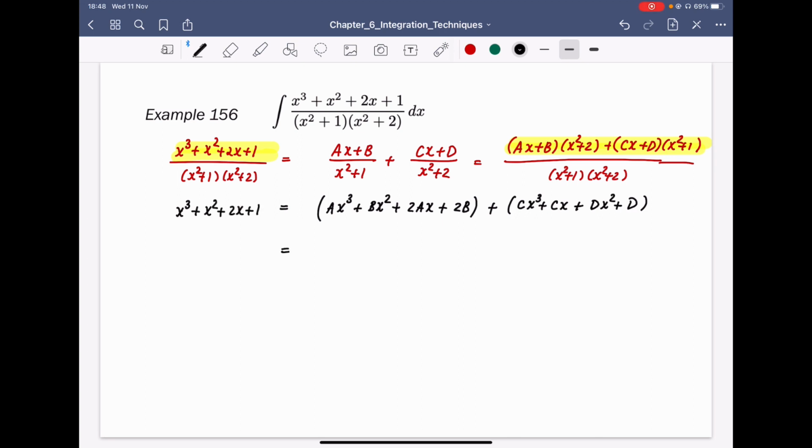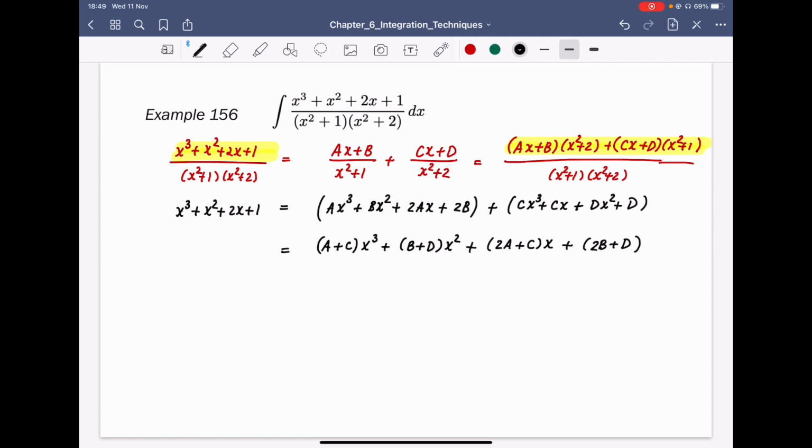So on the right hand side, you just need to group the cubic term together, square term together. So we're going to have a plus c x cubed. And then for x squared, we're going to have b plus d x squared. And then for x, you're going to have 2a plus c x. And the last one, you're going to have 2b plus d. All right, this seems pretty good so far.